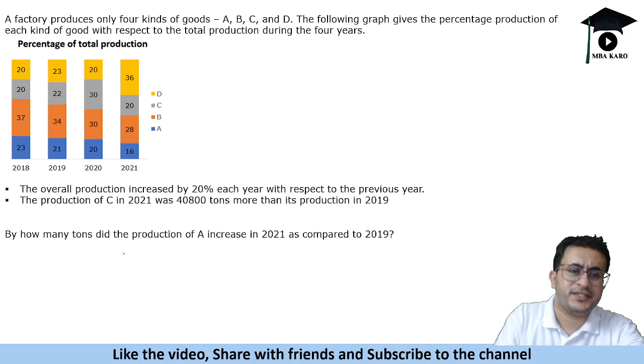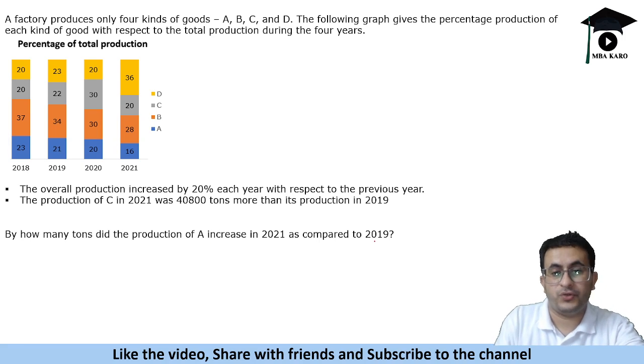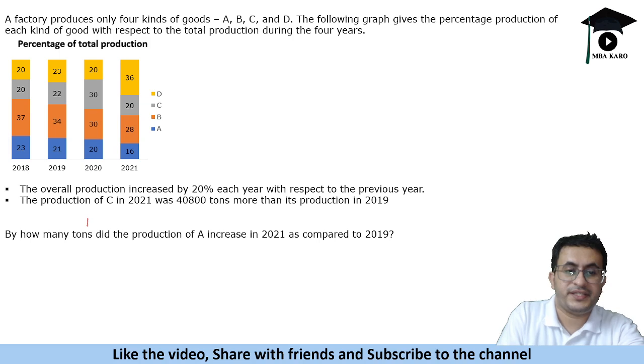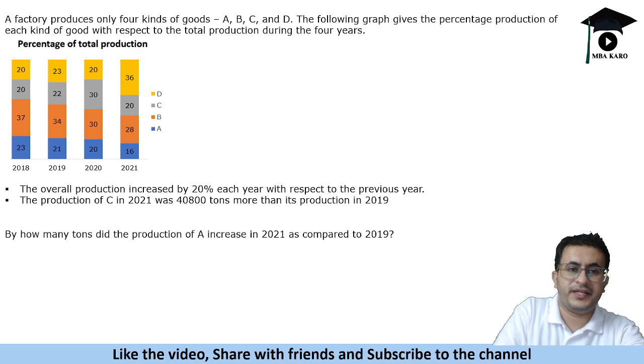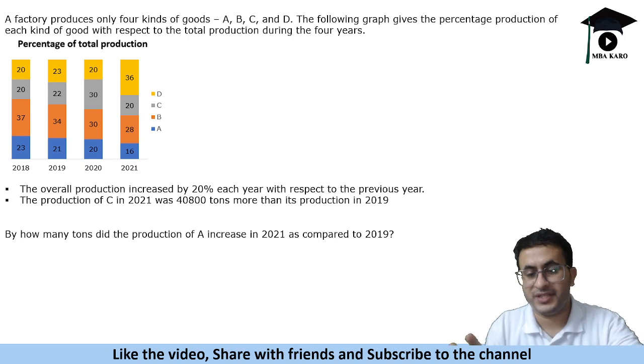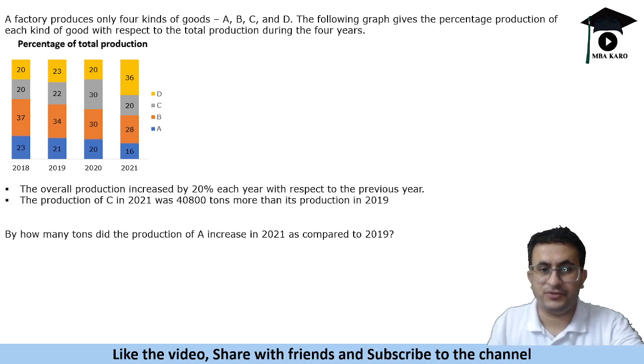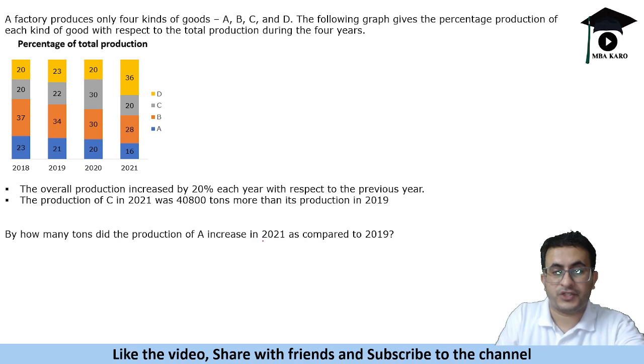By how many tons did the production of A increase in 2021 as compared to 2019? Now in this case we are asked the absolute value, so you will have to use absolute value. If the data is in percentages and the question is asked in percentages, you can use any calculation friendly value, but here you will have to find the actual value. So production of A in 2021 as compared to 2019.